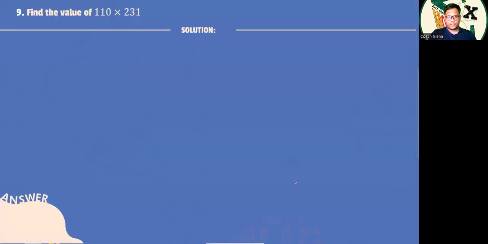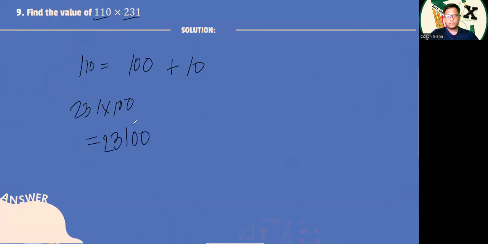Find the value of 110 times 231. All we need to do here is split 110 into 100 and 10. First we have 231 times 100, so that's 231, just add 2 zeros. Next, we also have 231 times 10, so that's 231, just add 1 zero.